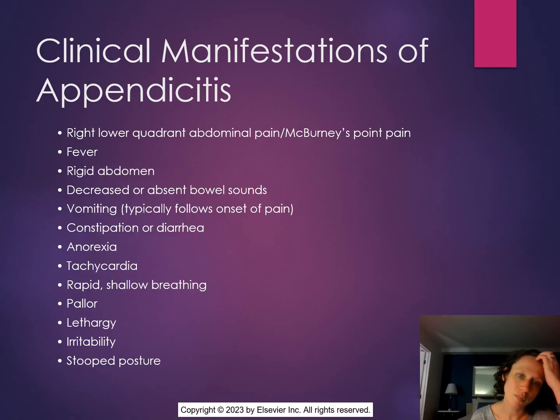Vomiting, constipation or diarrhea, anorexia, tachycardia, rapid, shallow breathing. We are talking about a burst appendix and some hemorrhaging inside now. Lethargy, irritability, stooped posture. Okay, we just went from bad to worse.